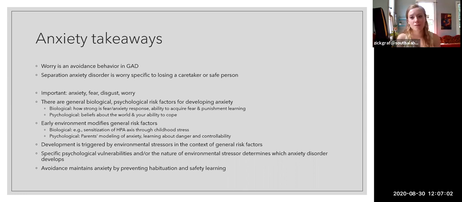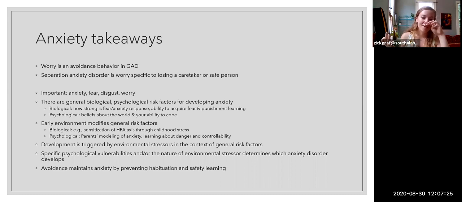So in GAD, worry functions to maintain low-level chronic anxiety, but it kind of prevents the experience of sudden sharp increases in anxiety. It prevents anxiety from ever peaking. And it makes it less likely that someone with GAD will experience really acute fear because they're constantly maintaining themselves at a moderate anxiety level that to them, they perceive as tolerable.